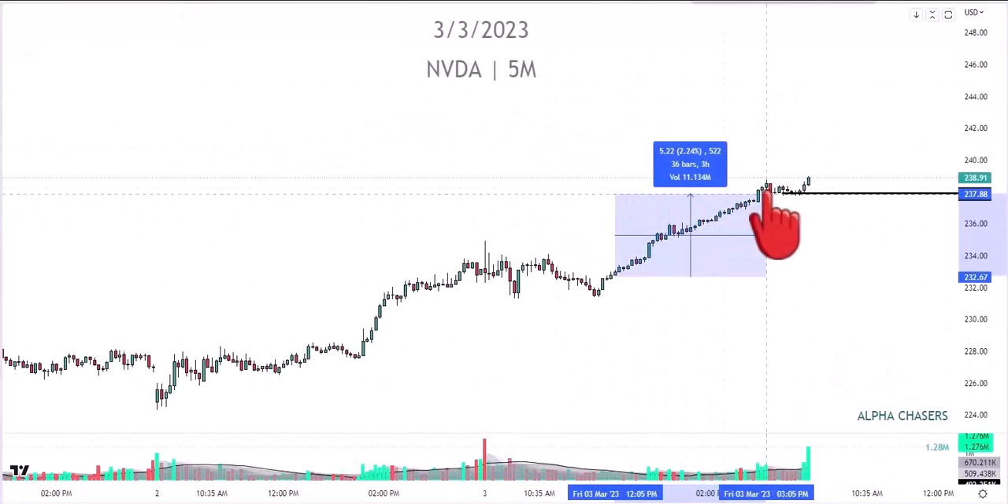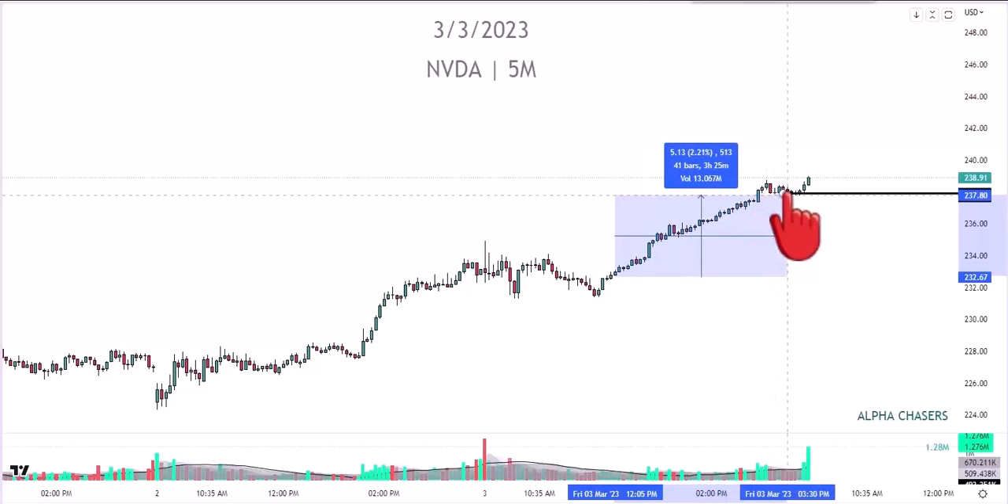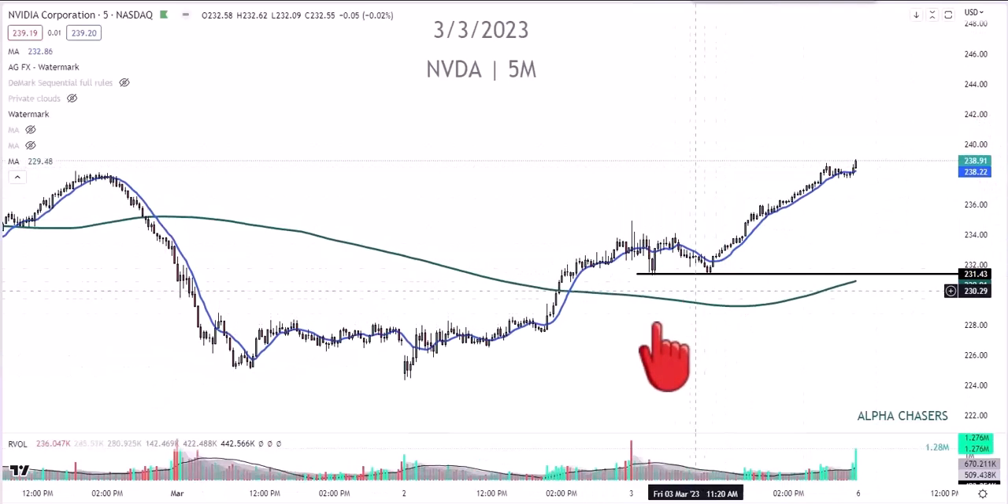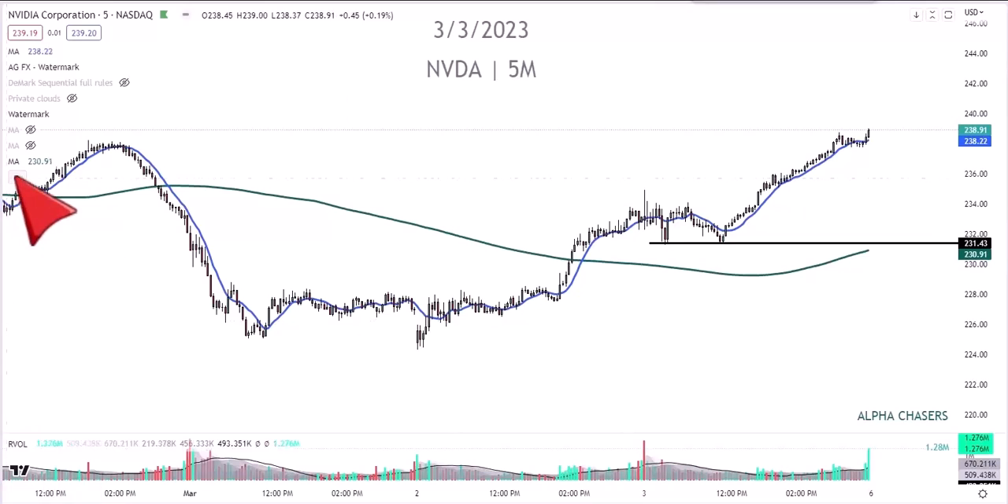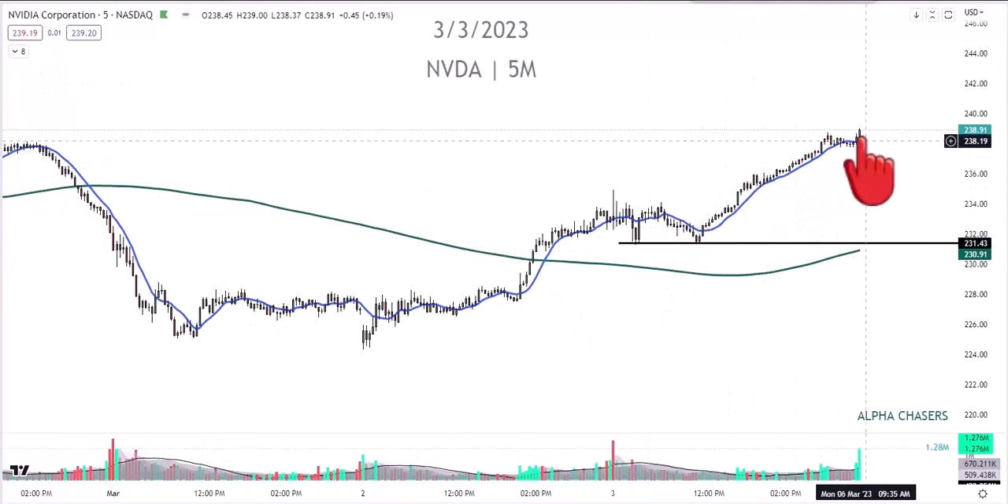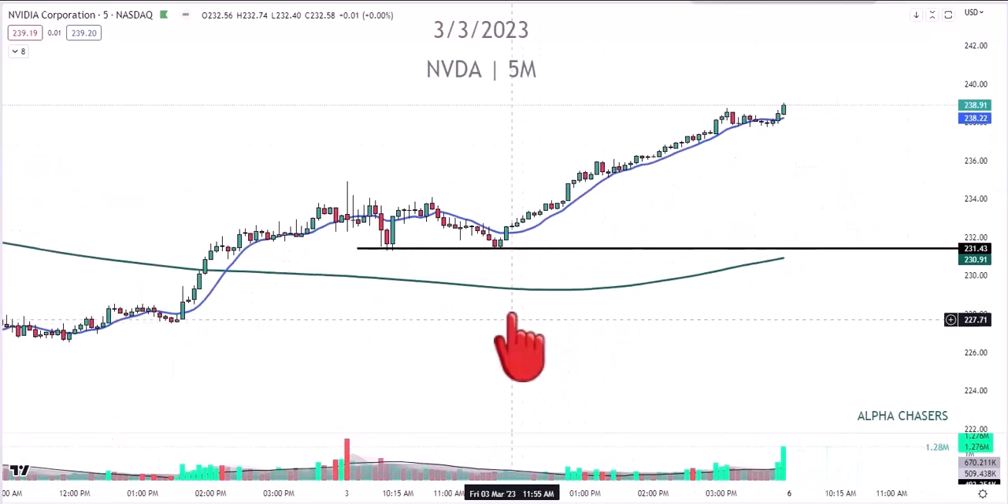This would have netted roughly $5 in about 3.5 hours. This was actually a trade we did in the Alpha Chasers community on Friday. Now, this is a very simplistic exit strategy. In other videos, I'll get more in depth, but this is one that's very simple. 1 entry, 1 exit.